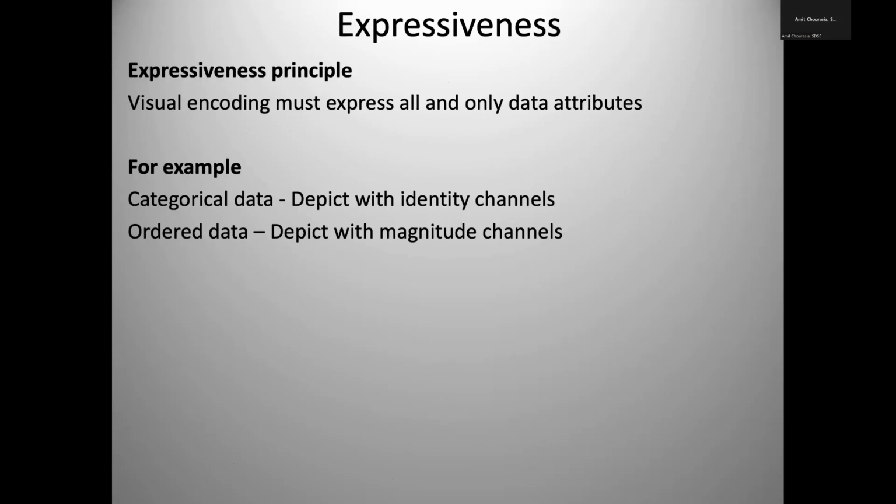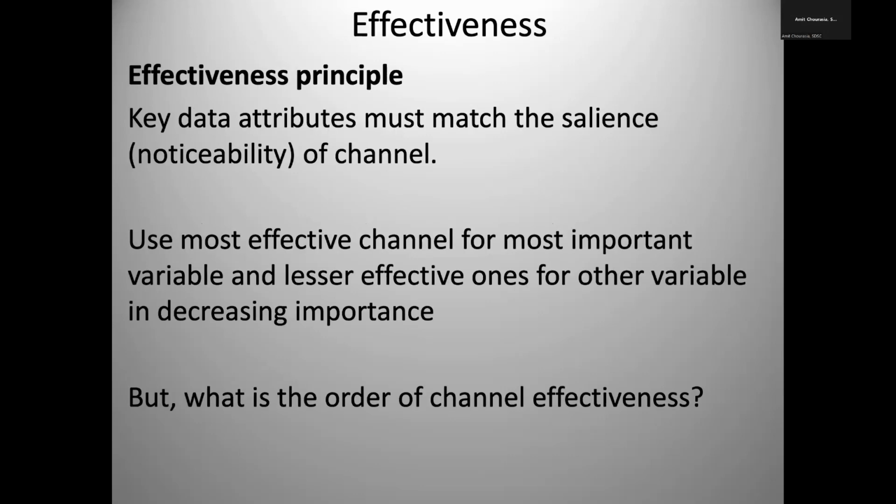And so, fine, we can now map things, but how do we measure that our mappings are indeed expressive, or that they actually help us to see the data in some useful way? One idea here is the expressiveness principle: whatever encoding method we employ should be able to express all and only the data attributes. As I mentioned earlier, if we have categorical data, we should use the identity channel to represent that data. If you have ordered data, then we can use the magnitude channel for that data. So that's the expressiveness principle.